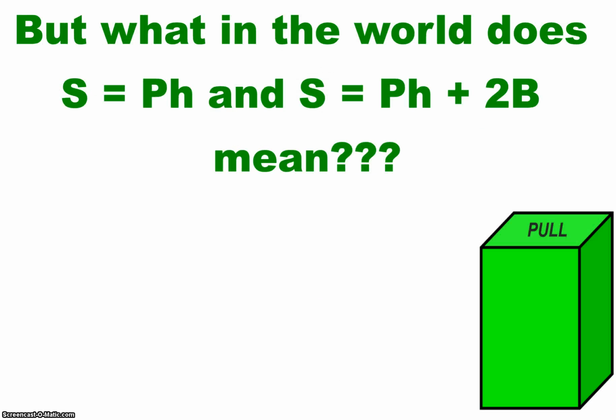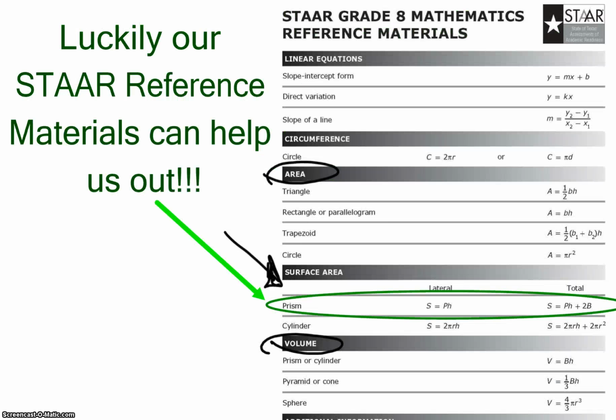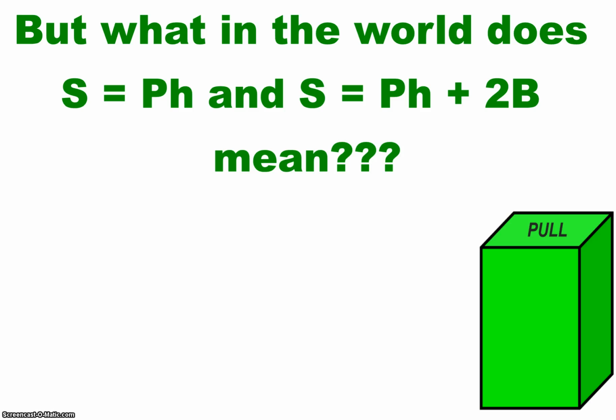So, if you notice on the math chart for a prism, lateral surface area is S equals Ph, big P, little h. And total surface area is S equals big P, little h plus 2B. If you remember correctly, when we were talking about volume, we knew that big B was area of the base, and so today we are going to learn what big P means.